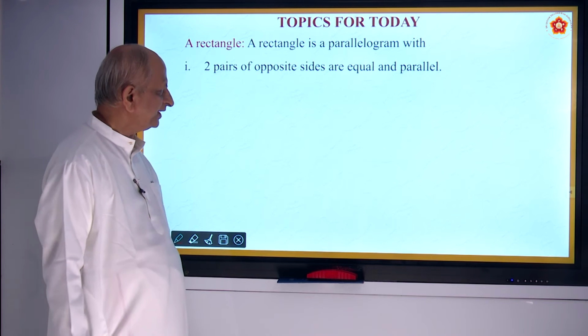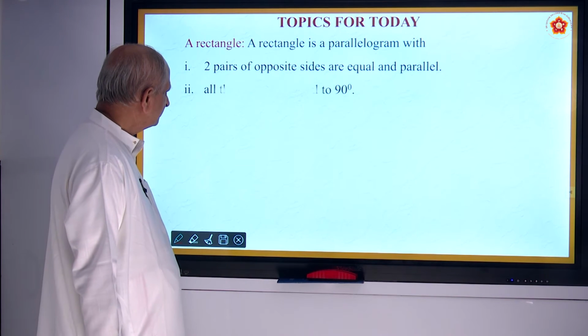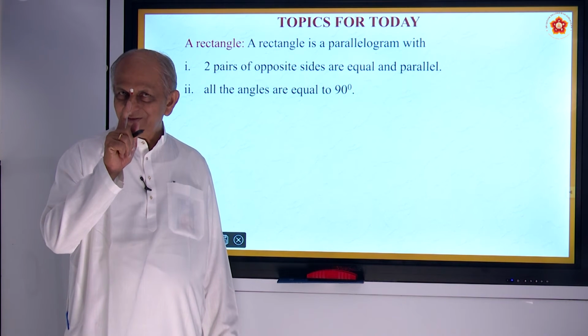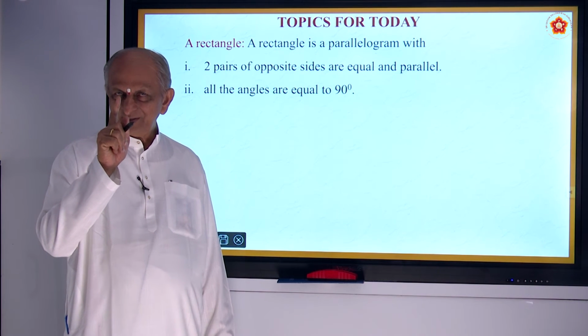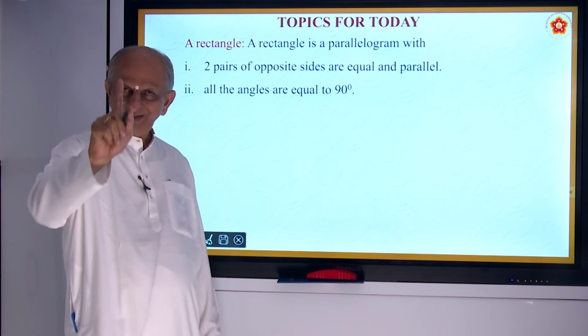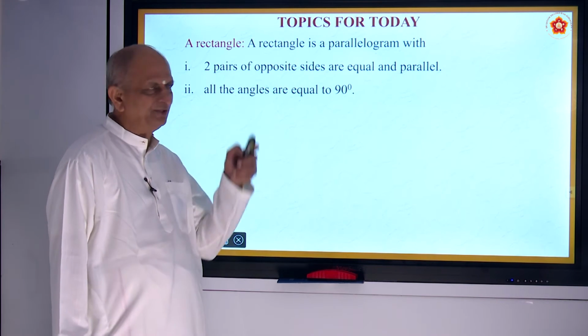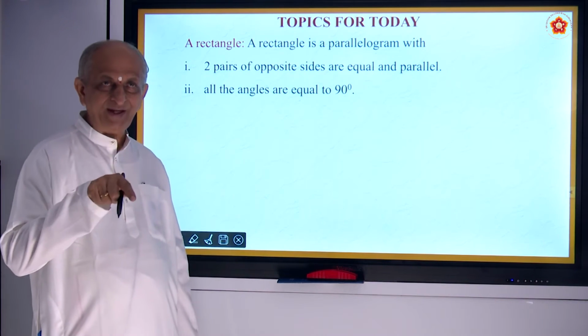Two pairs of opposite sides are equal and parallel. All the angles are equal to 90 degrees. Can you name one more quadrilateral with all angles equal to 90 degrees? Yes, it is square. But in a square, all the sides are also equal. They are called equiangular and equilateral.